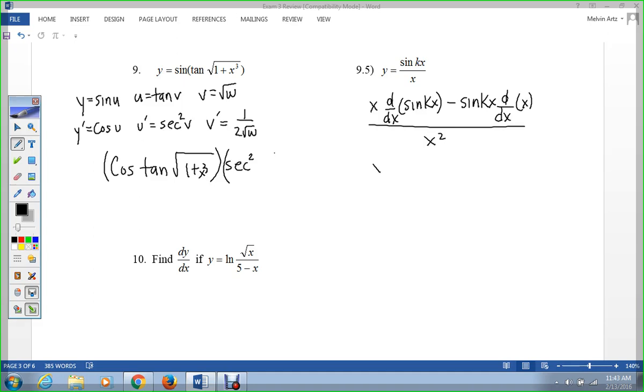Now, simplifying this, we'd have x. Now, the derivative of the sine of kx, again, think of your inside function and outside function. Your inside function is kx, so the derivative of that is just k. And then the derivative of the outside function is cosine, but you leave the inner function alone. Minus the sine of kx times the derivative of x, which is just 1, and that's all over x squared. So there is our derivative.